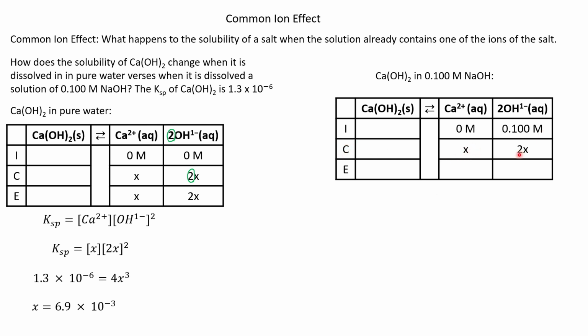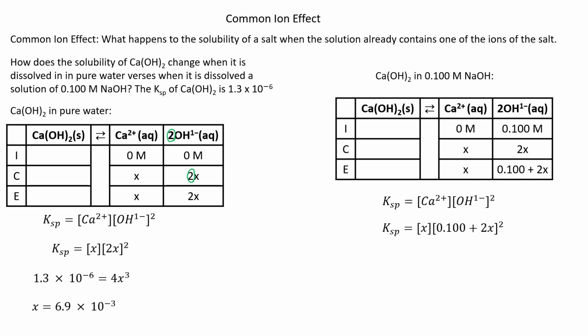It's going to be our x, it's going to be our 2x here, but our equilibrium looks different. Our calcium is just x, but our hydroxide is 0.1 plus 2x. Our Ksp expression looks exactly the same, but we're going to be plugging in these equilibrium expressions. So that is going to be x and our 0.1 plus 2x. Don't forget your squared here.